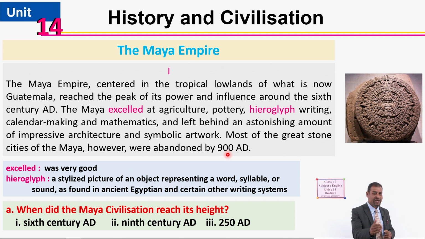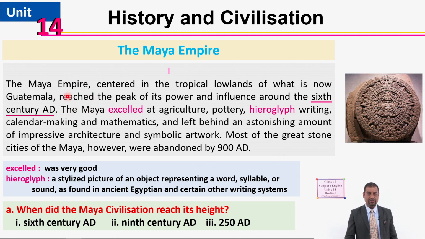Okay, now you can check with me whether you are right or wrong. See, the options we have are 6th century AD, 9th century AD, 250 AD. Which one is the correct one? Now, you can find this answer in this line. See, I am underlining here 6th century AD, and you can see this line.